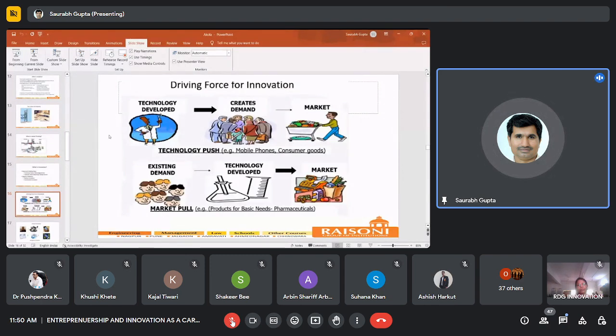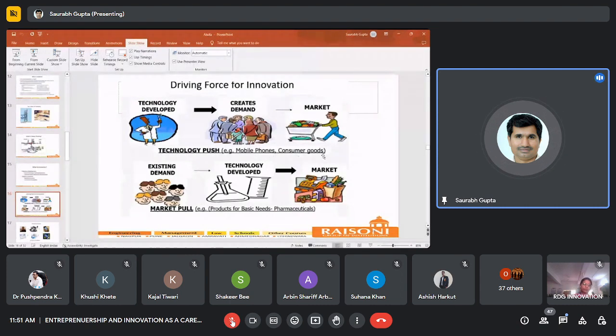In this diagram, you find that there is a certain technology, the demand is not yet there, and you have to create the market. How do you do this? The example is the mobile phone. Earlier we used button-type mobiles, then they became touch screen, then we added certain features, and then the market is created. So this is technology push. We are creating new features, imposing certain technology on the existing product, and based on those features or technology the market is created.